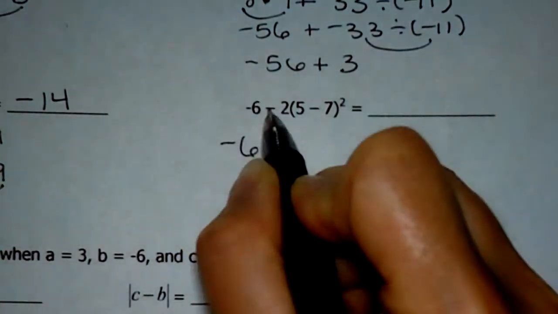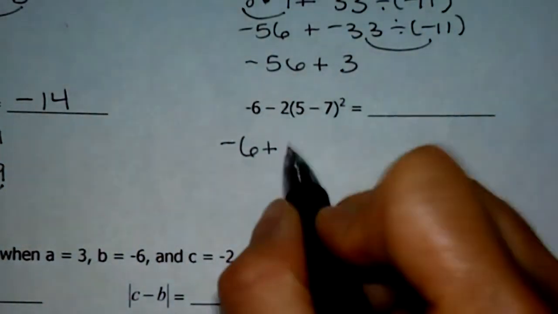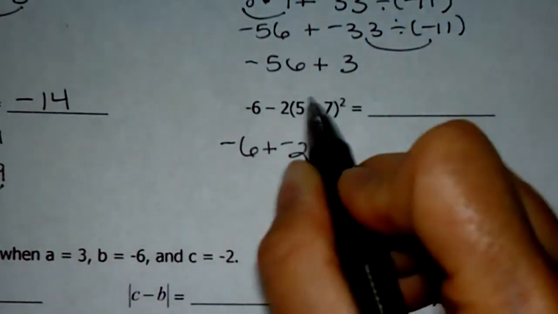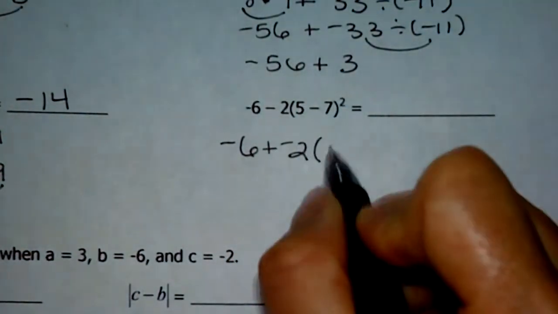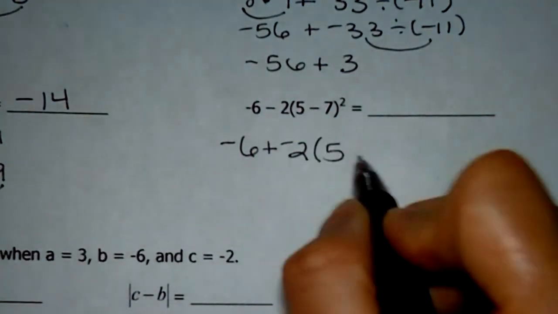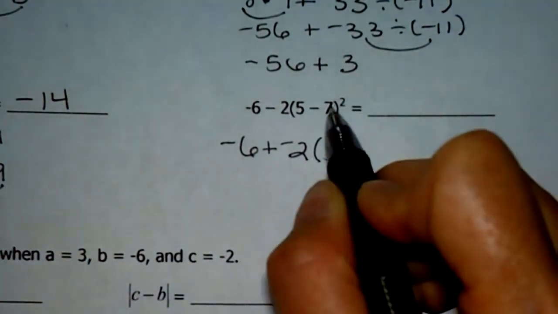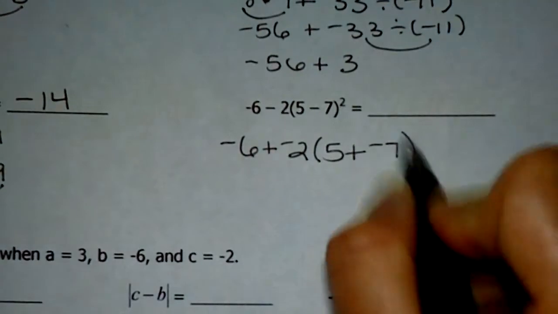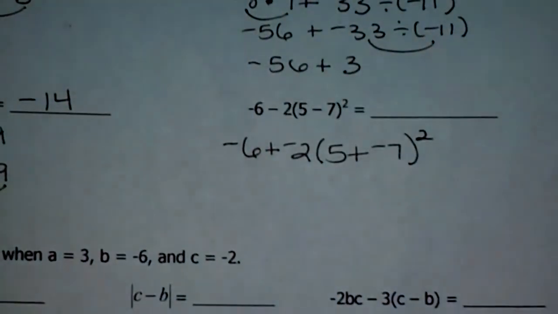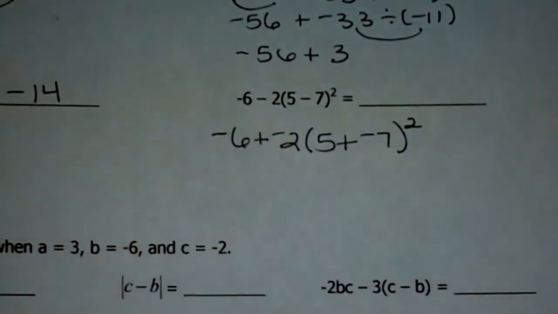I want to change subtraction to addition and change the sign of the number that follows. There's subtraction in here, so leave the number in front of the subtraction sign alone. And I want to change that to addition, and this 7 becomes a negative 7 squared. So that's the problem written as all addition.